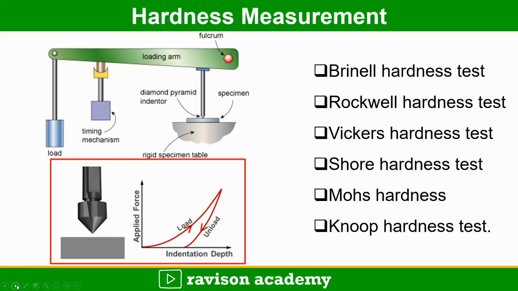So this is the mechanism of hardness measurement. You'll be having the load, you have the timing mechanism, you have the diamond pyramid indenter or steel ball indenter according to the different types of hardness test. The load is applied due to the fulcrum, the penetration of the indenter happens on the specimen. Based on the depth of penetration and size of the penetration, we'll be determining the hardness. So there are different types of hardness test like Brinell hardness test, Rockwell hardness test, Vickers hardness test, Shore hardness test, Mohs hardness test, and Knoop's hardness test.